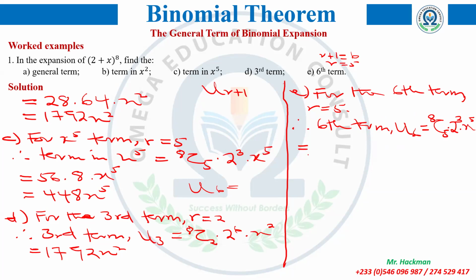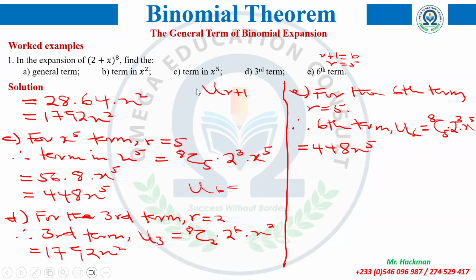So that would be equal to, you can simplify. Because we have done this, you can see that that's what we have here. So instead of going through this, you know the answer you get. You've done it already, so just come and infer. So it is 448 x to the power 5. That's 448 x to the power 5. So the sixth term is the same as the term in x to the power 5. That is another way of asking for this particular term.